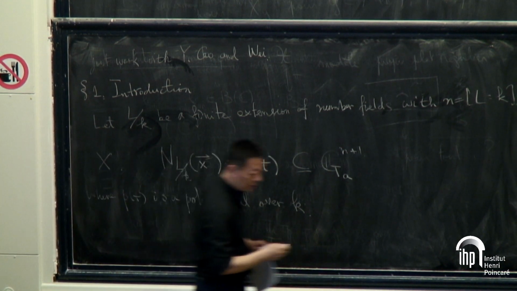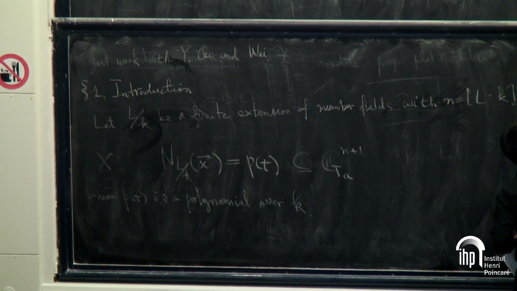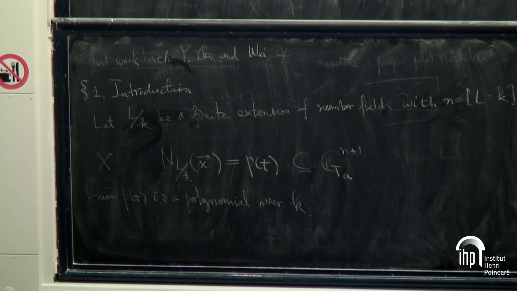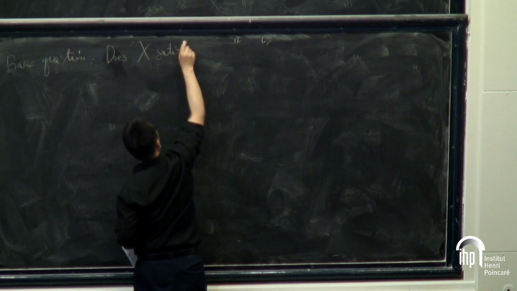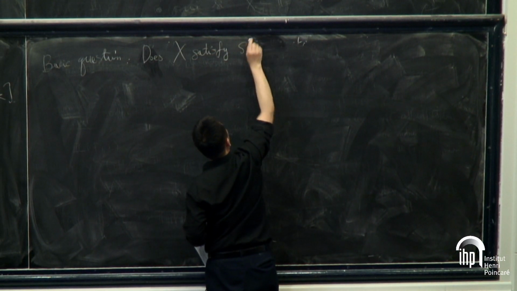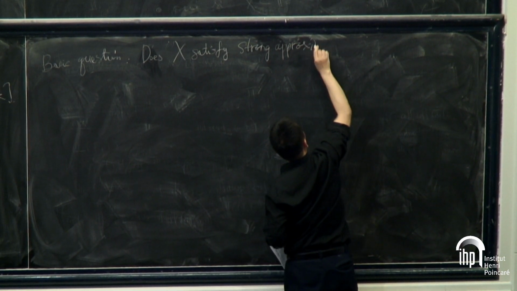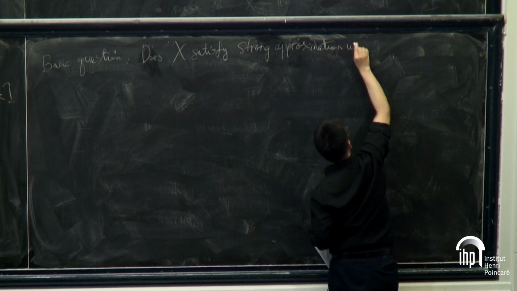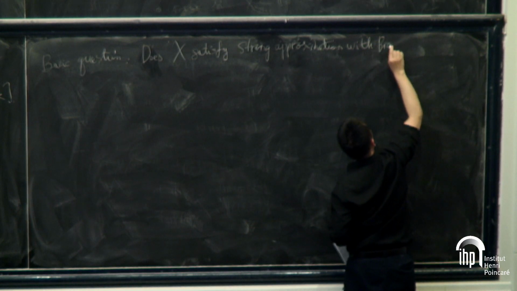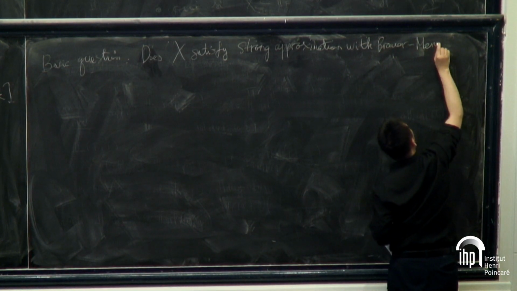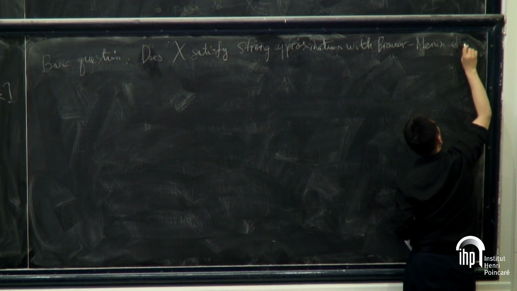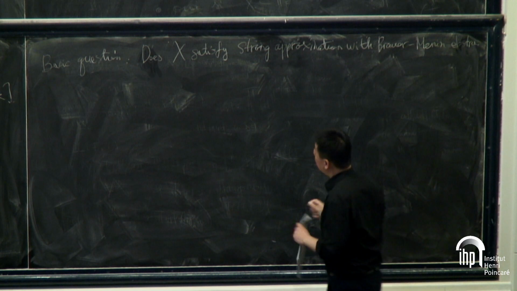So my basic question is, does this variety X satisfy strong approximation with Brauer-Manin obstruction? So that's the basic question.